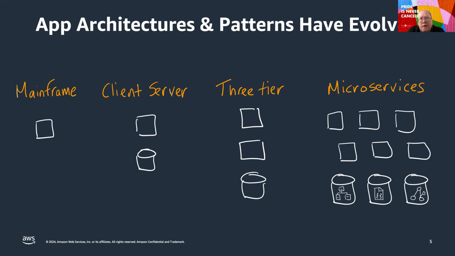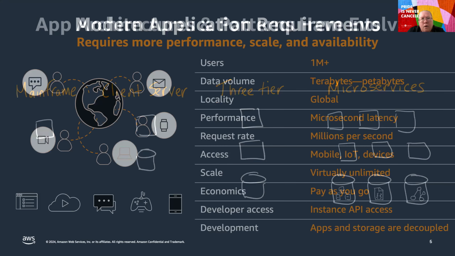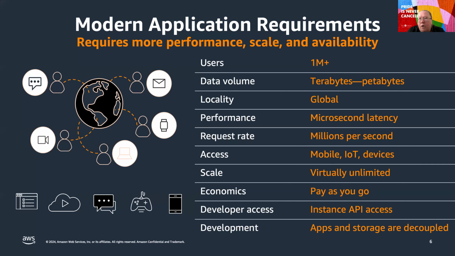So the question is, why is this? And why should you care when you actually plan to do a database design or even choose which kind of database you should be using? There are quite a lot of application requirements. The fact is that modern application requirements demand much more performance, scale and availability.